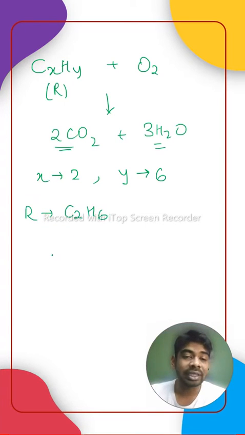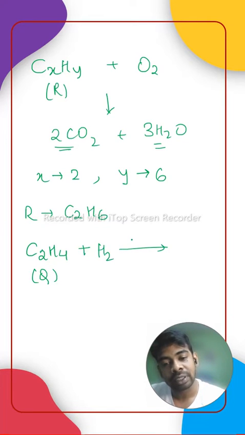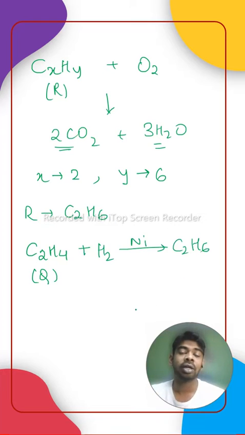Now, this C2H6 is basically formed from hydrogenation, right? So the chemical formula, if I take it as C2H4, and let's say I call this Q, and if we do a hydrogen addition, so here we do C2H4 plus H2 in presence of nickel as a catalyst, we'll be getting C2H6. So we have figured out what is going to be Q. Now let's move on to the last one.